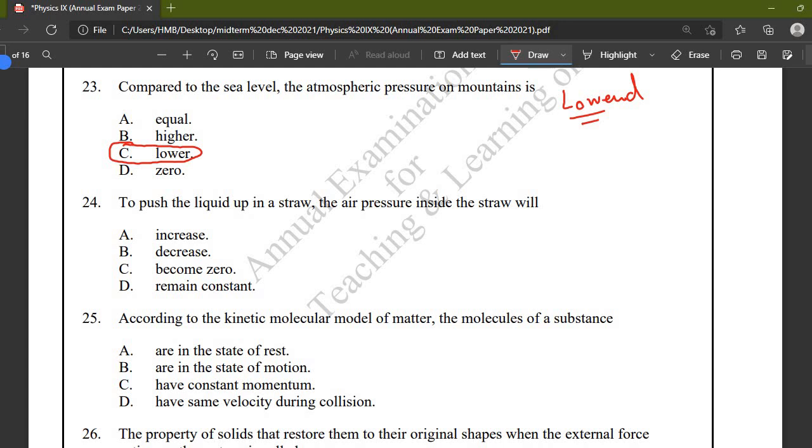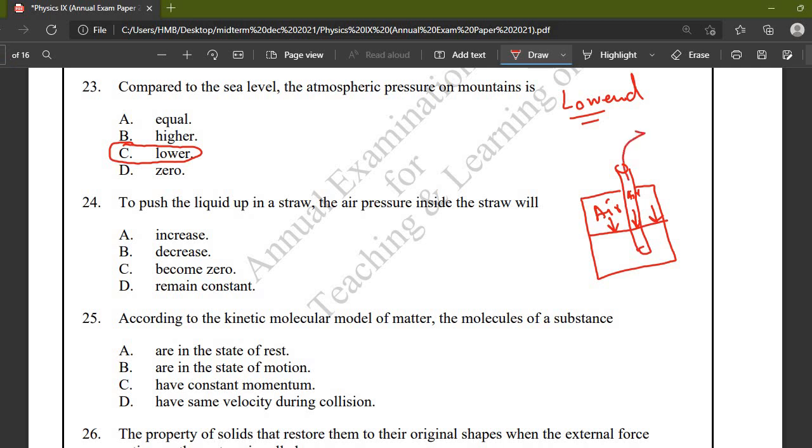In question number 24, to push the liquid up in a straw, what happens to the air pressure inside the straw? So what happens when we use a juice box with the help of a straw? Let's say this is the straw dipped in a packet of juice, in which this is air and it is pushing downward on the surface of liquid. Similarly, here we also have air, and this air is pushing downward. So these two atmospheric pressures are equal, so the level of the liquid remains the same.